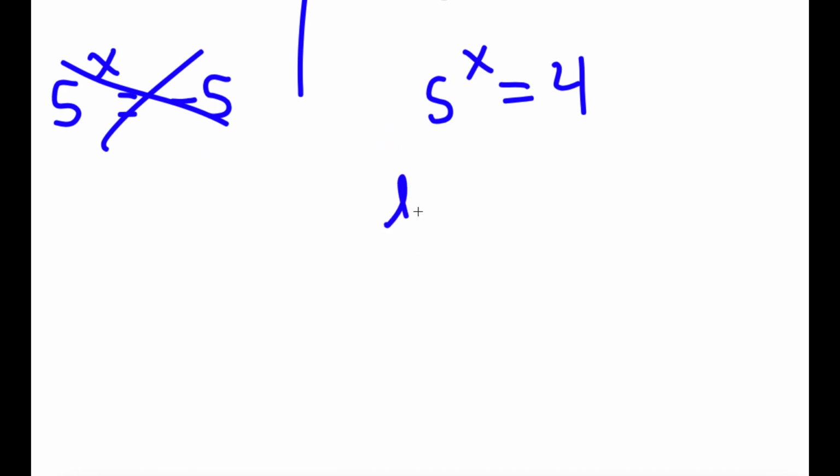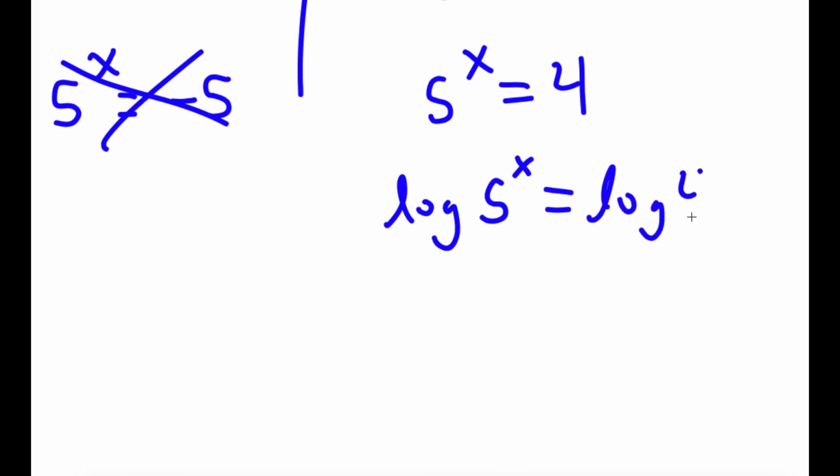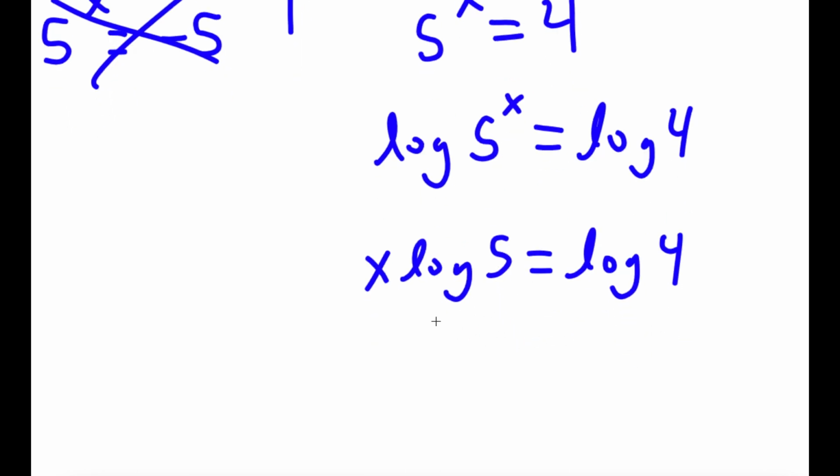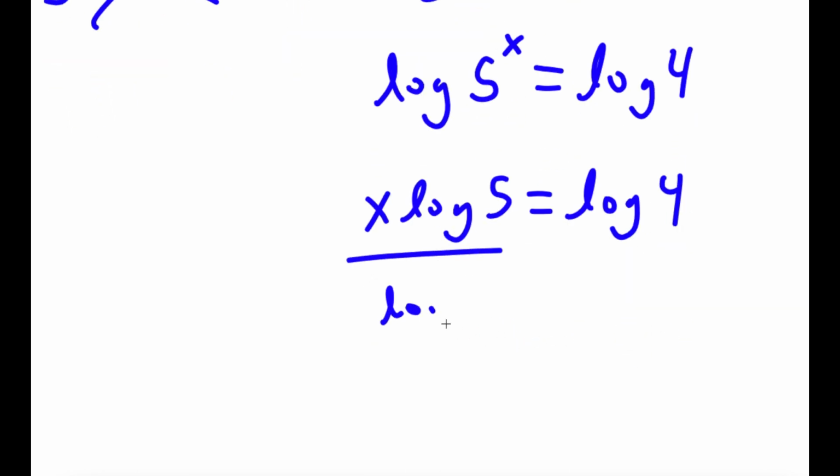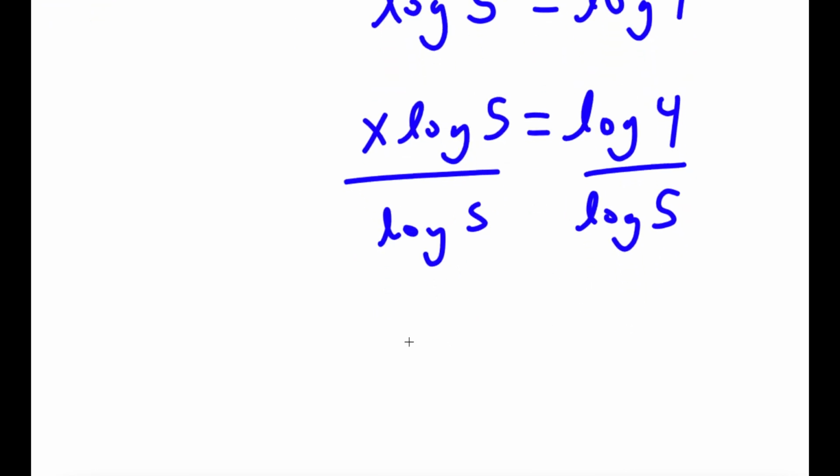So to solve this, I'm going to first take the log on both sides. So I have log 5 to the power of x is equal to log 4. This is the same thing as x times log 5 is equal to log 4. And if I divide both sides by log 5, I get x is equal to log 4 over log 5.